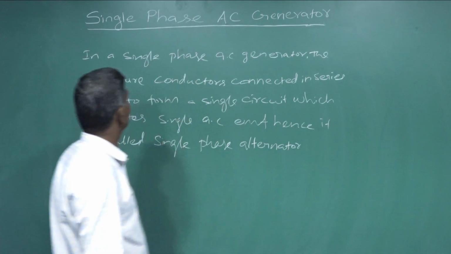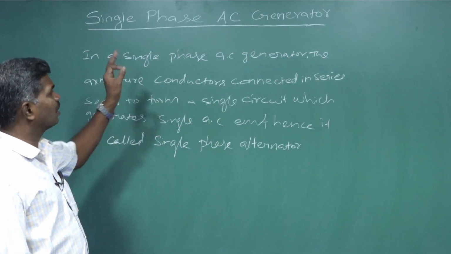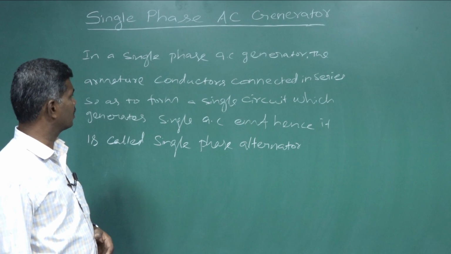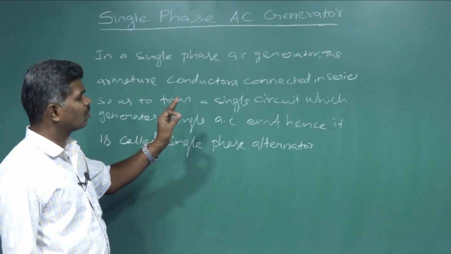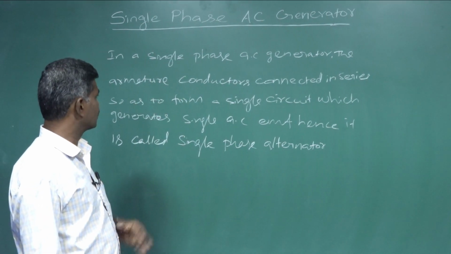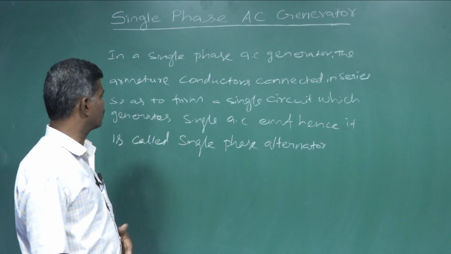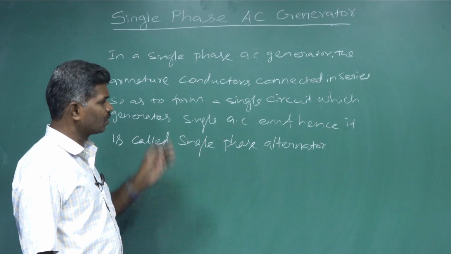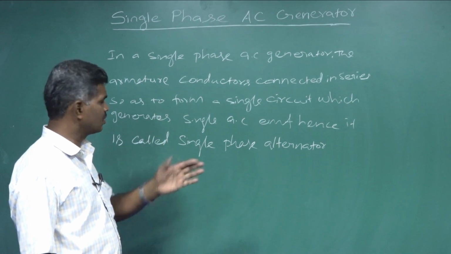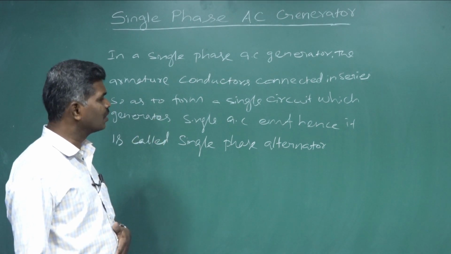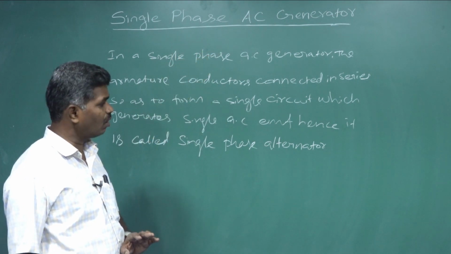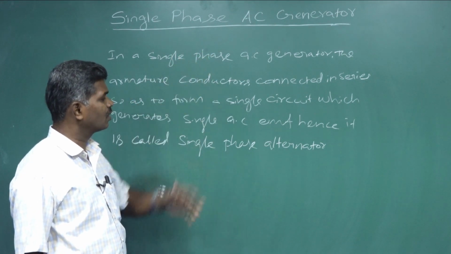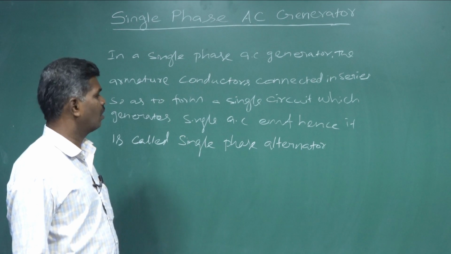Okay, listen. In a single phase AC generator, the armature conductors are connected in series so as to form a single circuit which generates a single AC EMF, alternating EMF. Hence, it is called a single phase AC generator or single phase AC alternator. That is single phase alternator.